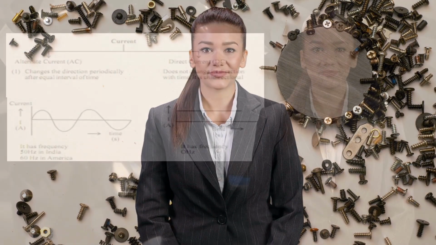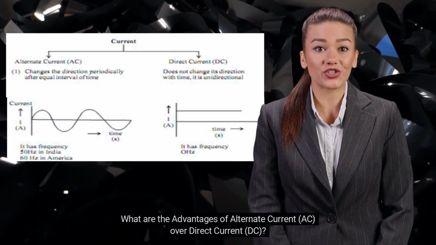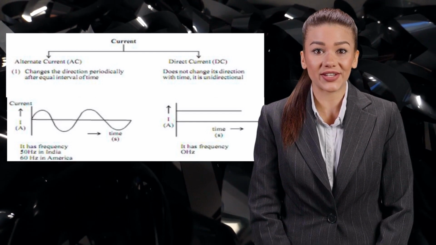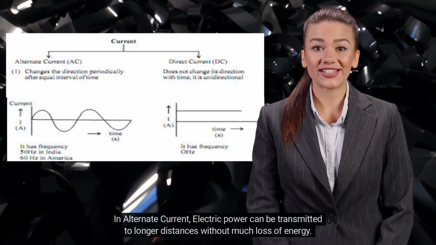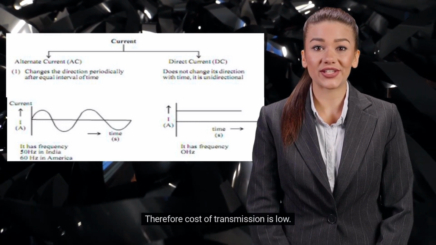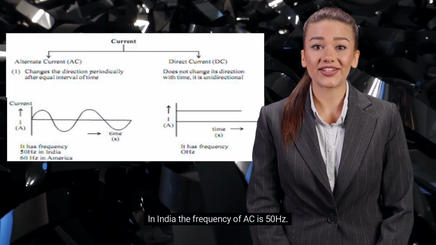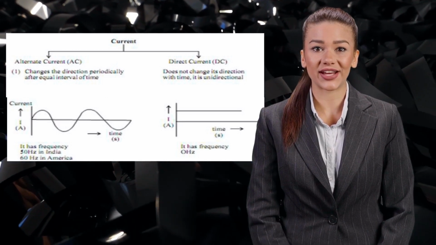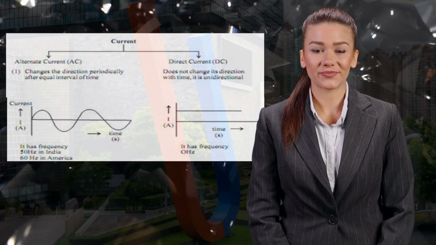Let's begin. What are the advantages of alternate current, AC, over direct current, DC? In alternate current, electric power can be transmitted to longer distances without much loss of energy. Therefore, cost of transmission is low. In India, the frequency of AC is 50 Hz. It means after every 1/100 second it changes its direction.